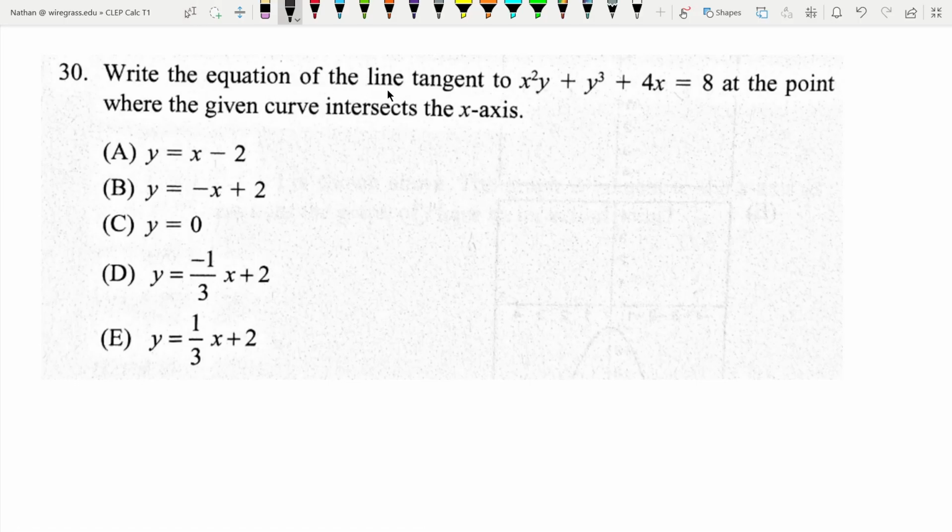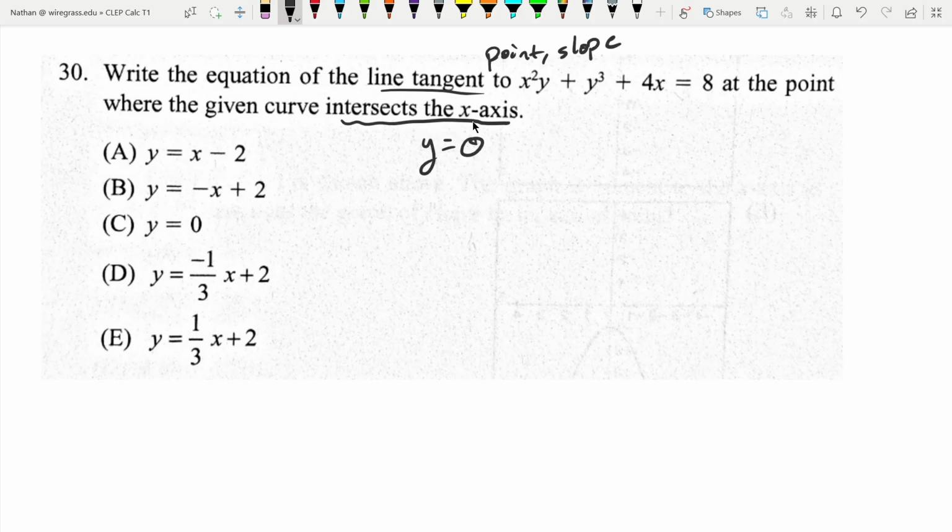We want the equation of a line tangent to this curve here at the point where the curve intersects the x-axis. In other words, when y equals 0. So there are two things we need for the line tangent, right? For any line, really. We need a point, and we need the slope. So point and the slope.